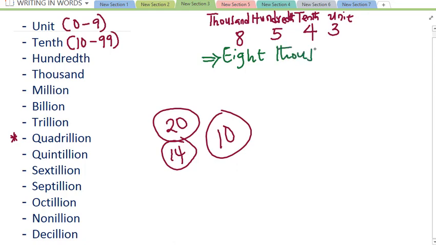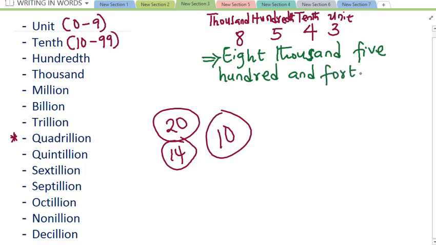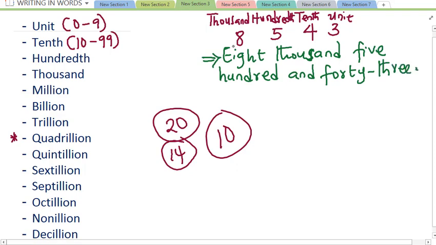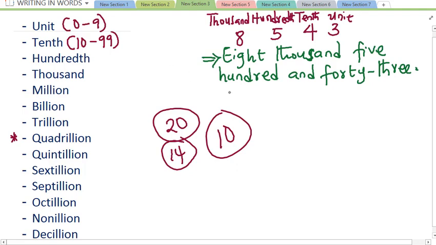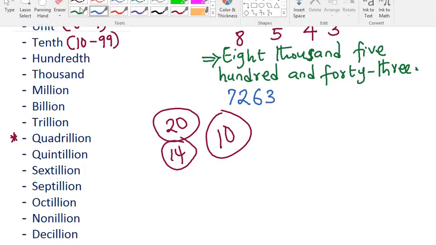8,000, 5 in hundreds, 500 and 43. Okay, let me get one more number and then we'll write it down. So let's say we have 7263. Let's write this number in words.